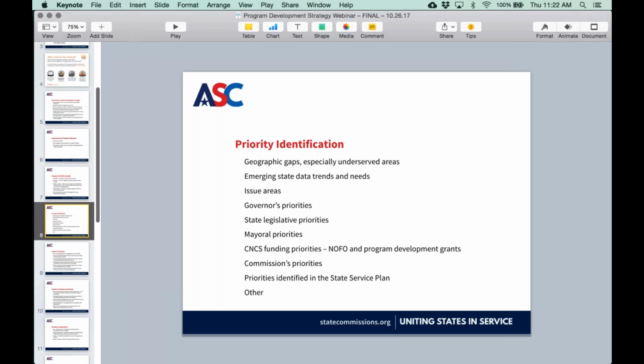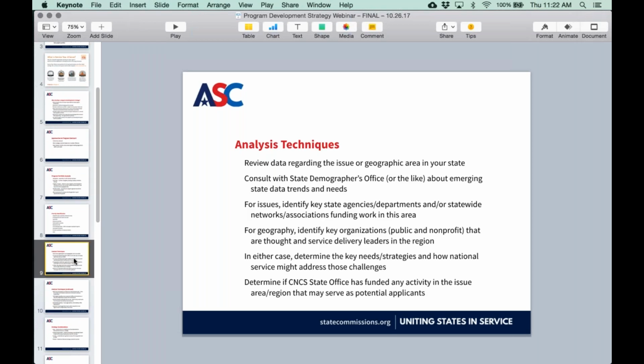Again, I want to encourage people to share examples as they come to mind for them. So now let's talk a little bit about analysis techniques. Here are some of the things you might want to think about once you've identified what you think those priorities are, maybe you've narrowed them down to two or three priorities that you're really going to focus on for the next couple of years. How do you actually analyze this and put a plan together for action?